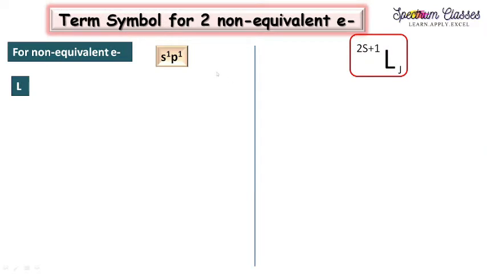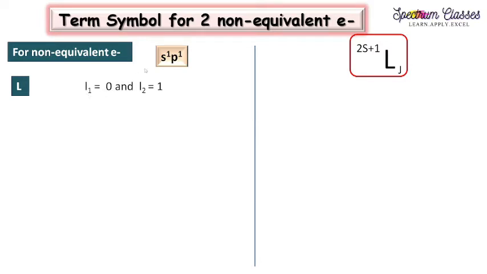Now coming to the two electron system. So for two electron we are having two different type of cases. One is non-equivalent electrons and the other one is equivalent electrons. So here we are going to discuss about the non-equivalent two electrons. Non-equivalent electron means both are present in different type of orbitals. So here we are having S1 and P1. So what we are going to determine here? So first we are going to determine the L, or total orbital angular momentum. So here total means the sum of orbital angular momentum for this first electron and the orbital angular momentum for this second electron. So let's start.